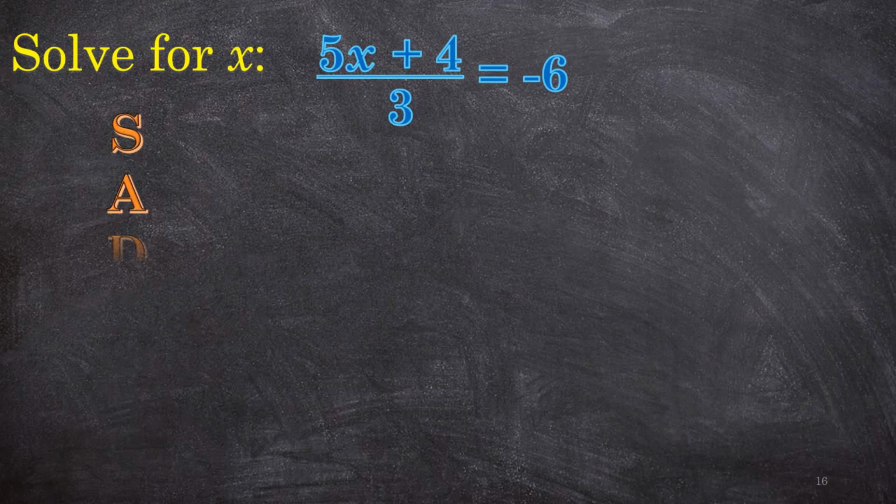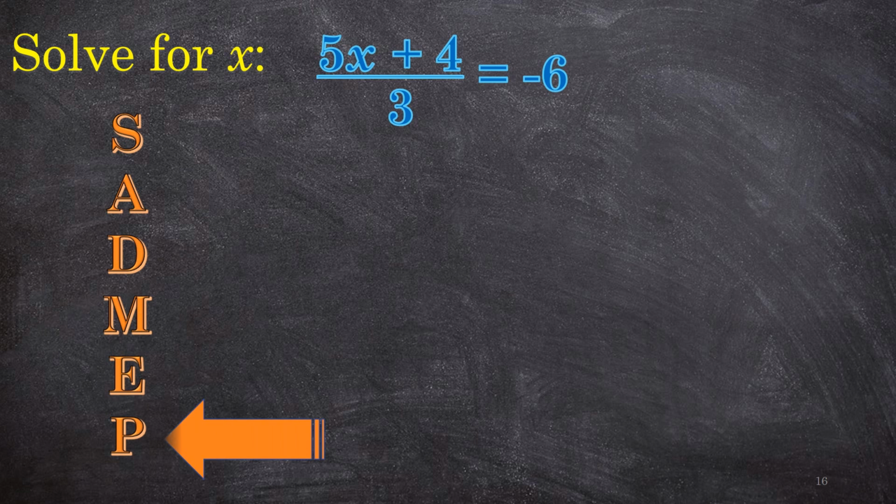All right, I'm going to go ahead and set up SADMAP. Now, here's one of the things that's tricky about this problem. The x is stuck in a group. There's not any parentheses, but when you have a fraction like this, the numerator is grouped together. So is the denominator. The denominator only has one term, so it's not a huge deal, but this is definitely grouped together. And so the very first thing we have to do is take care of what's making that a group, and that's the dividing by 3.